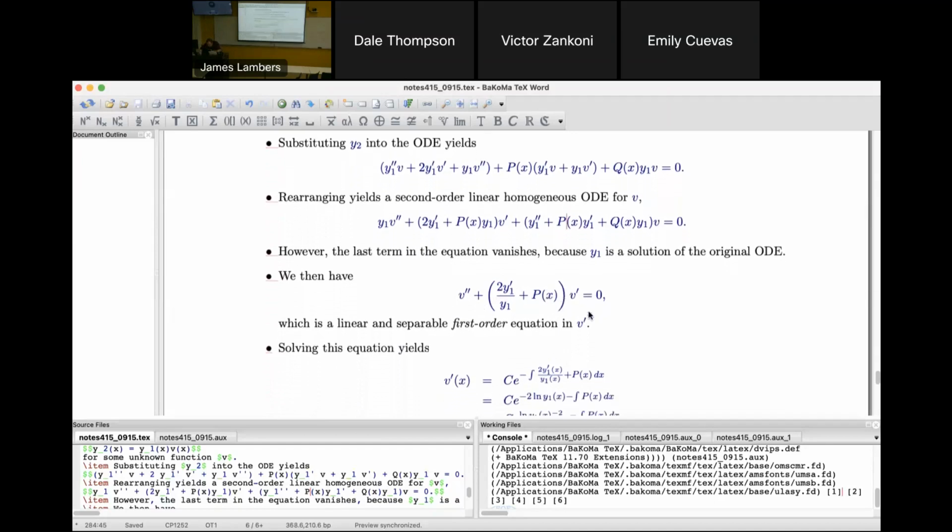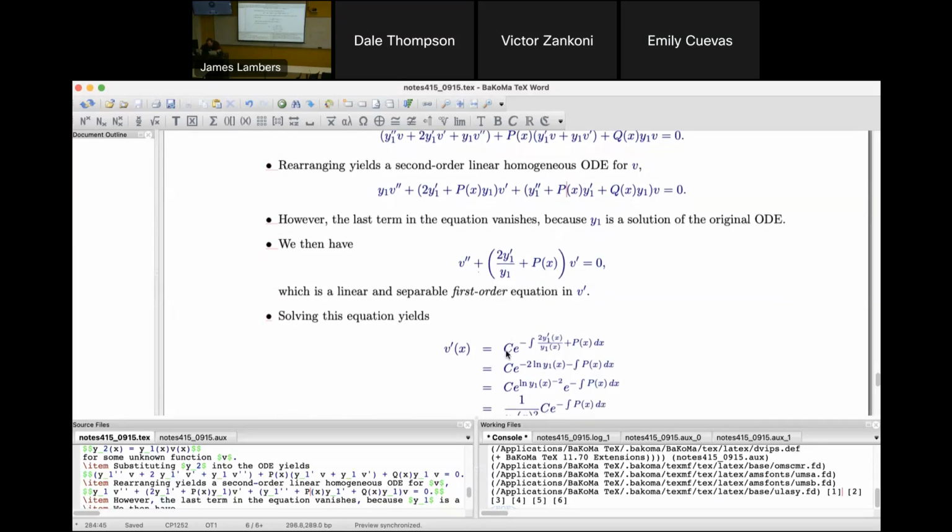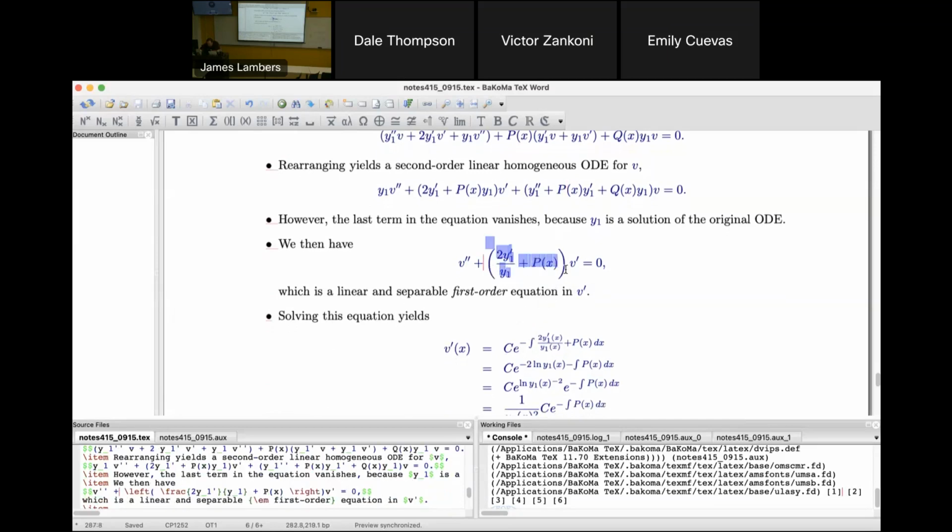And the way to do that, here's the general solution formula. Anytime you have a first order ODE like this, your solution, which in this case is v prime, is a constant times the exponential of minus this integrated. That's what I have here.